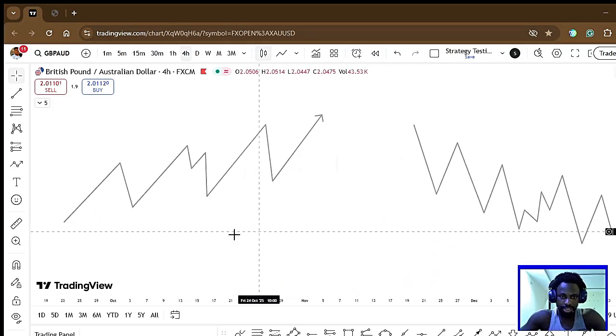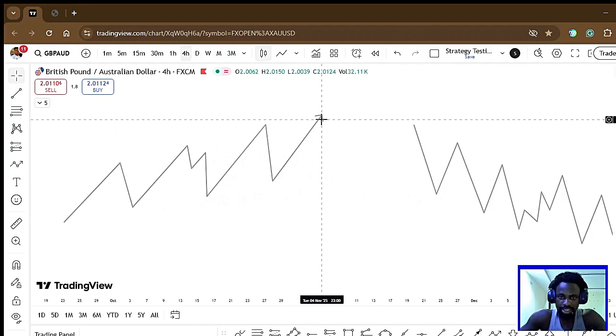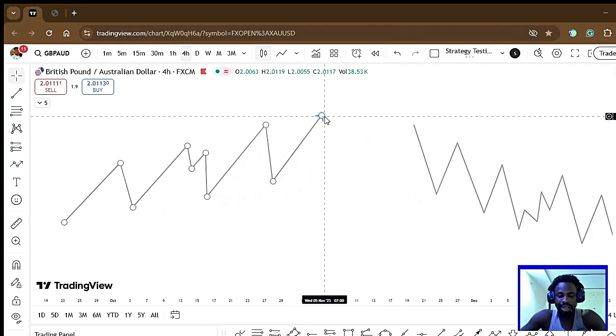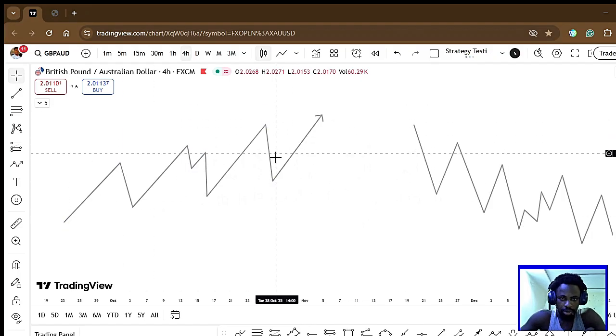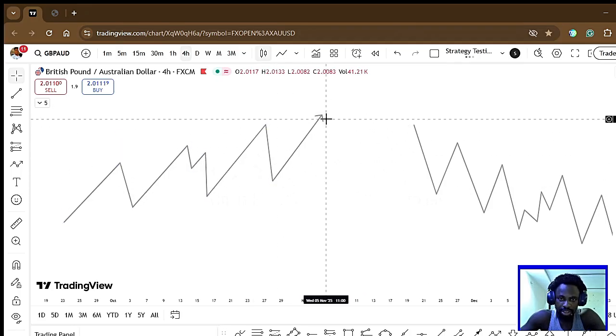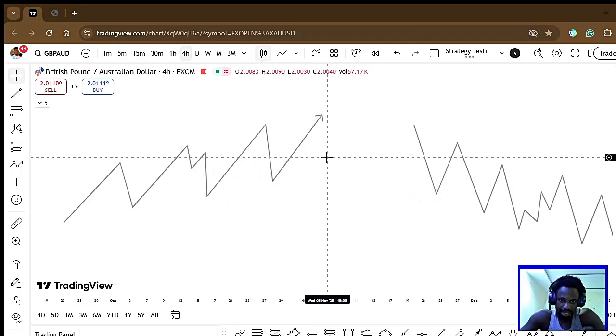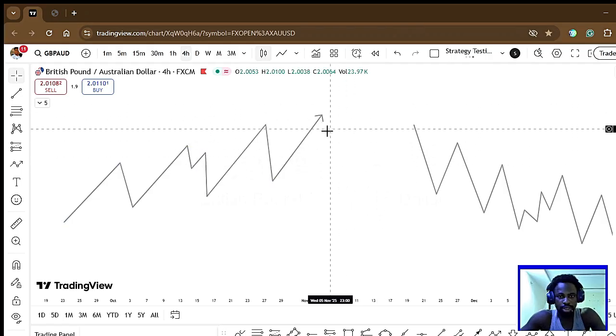Let's use this uptrend as an example now. Price is in this situation, and this particular area here is not an area where you should want to be buying, because this is an overbought area. So you want to wait for price to pull back before you take the next buy. You want to wait for price to pull back before you take that next buy.